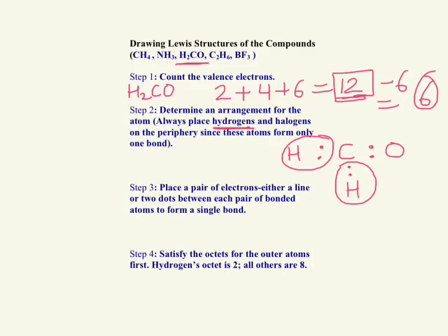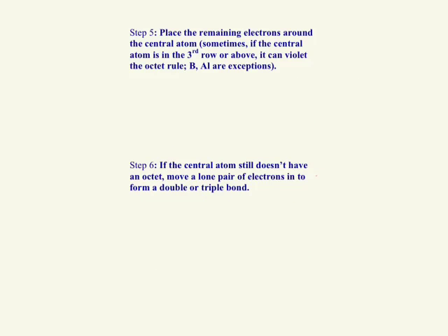Now it says satisfy the octet for the outer atom. This is the outer atom. Right now it has only 2, so I have to put 6 more to complete its octet. Does oxygen have 8? Yes. So now I'm done using all my electrons. Let's see how many electrons are around carbon. Around carbon we have only 6 electrons. That means I'm done using all the electrons, but the octet is still not complete.